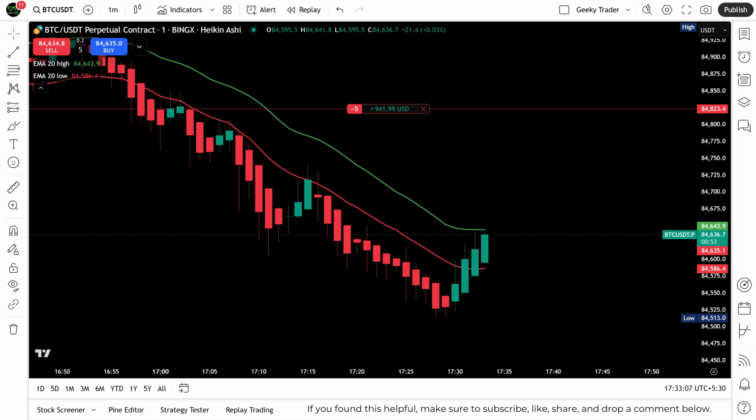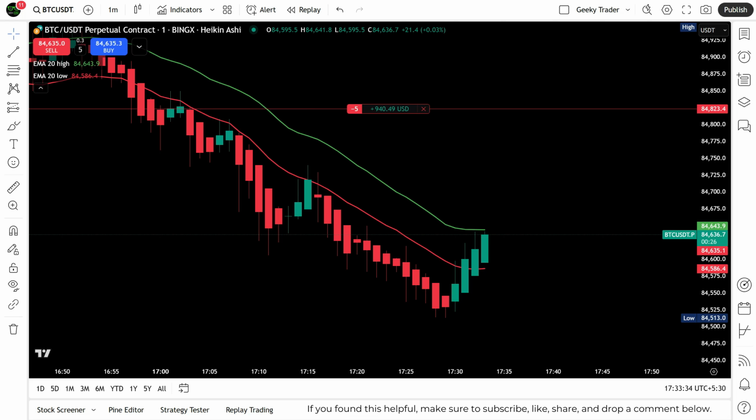Right now, I'm still in the trade and will continue to monitor price action. I expect the price to test the EMA level. If it rejects, that could mean another opportunity to ride the downtrend further. If the price breaks and closes above the EMA, I'll take that as my exit signal and secure my profits.